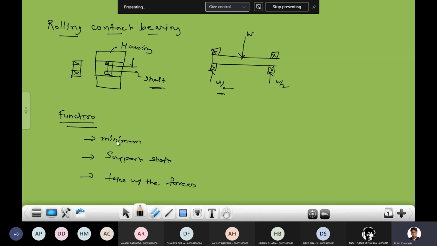So what is the first consideration? Our bearing should be able to reduce the friction between the two rotating components, housing and shaft. And second one is nothing but to support the shaft, शाफ्ट को supports करने के लिए use करते हैं. And third one is what? Take up the forces, and that forces is nothing but the forces acting on the shaft, that are transmitted.